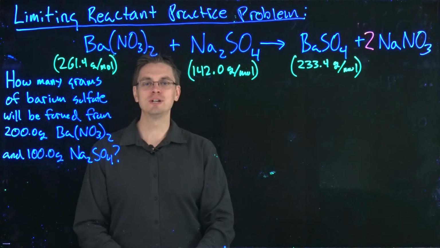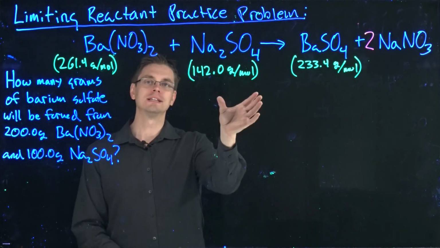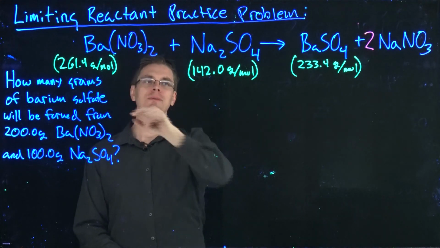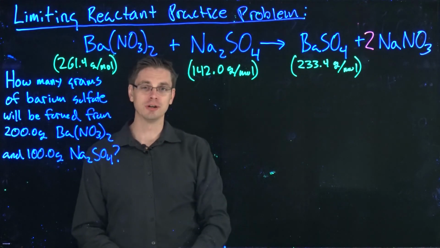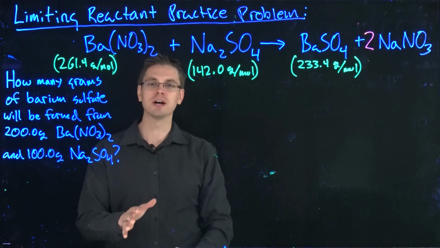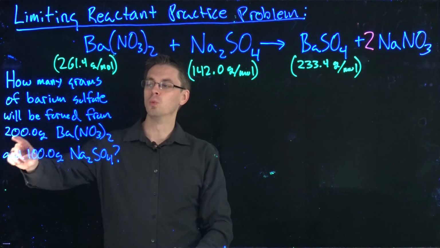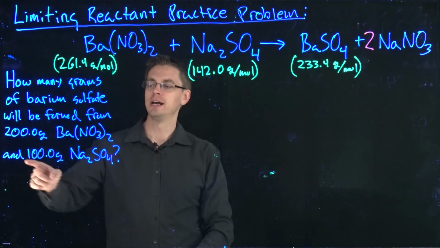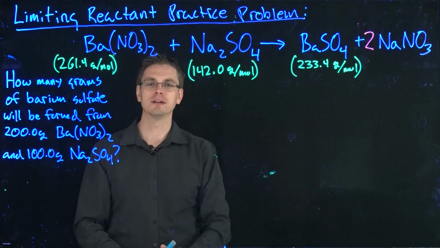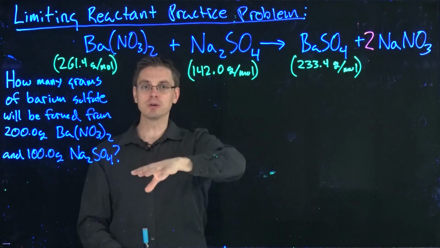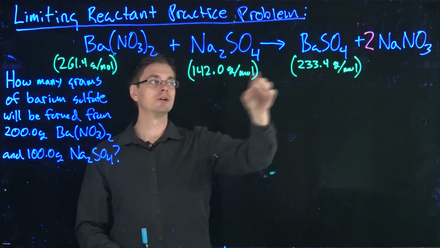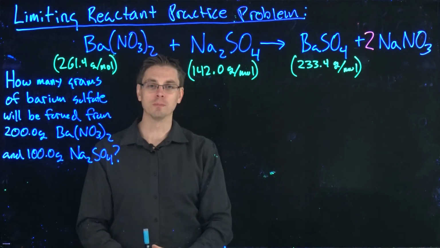Hey guys, in this video we are going to do a limiting reactant problem. In this problem we're given a reaction where we have barium nitrate reacting with sodium sulfate to form barium sulfate and sodium nitrate. The problem is telling us that we have 200 grams of barium nitrate and 100 grams of sodium sulfate. Our objective is to figure out, given a complete reaction, how much barium sulfate product we can form.